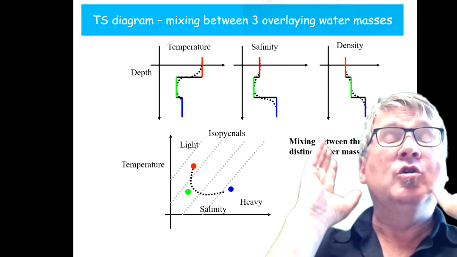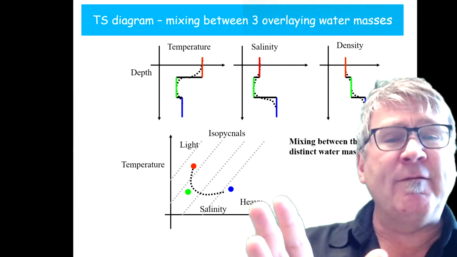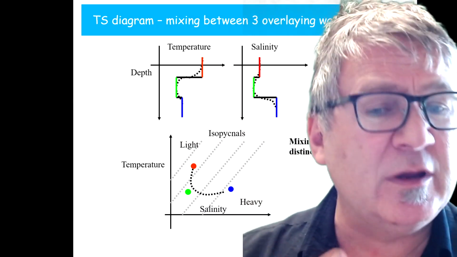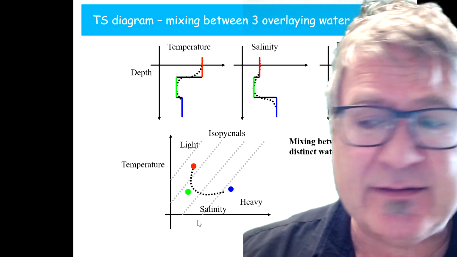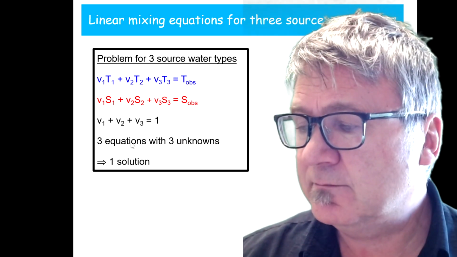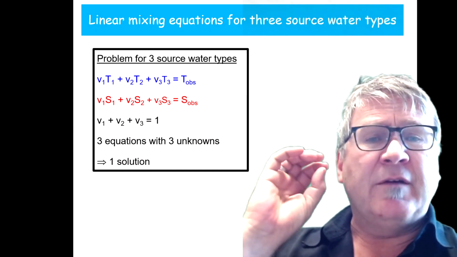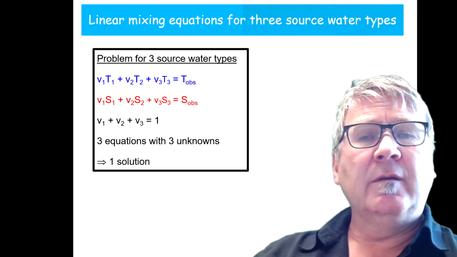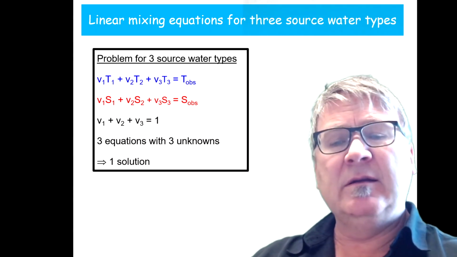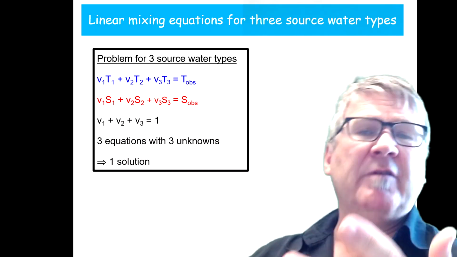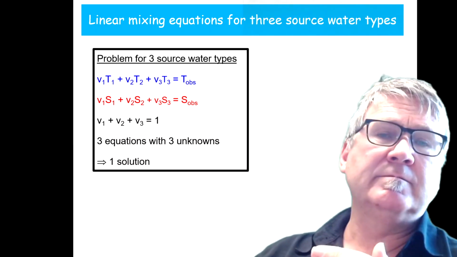And I want to show you one example. Or before we do that, just the equations. You have 3 layers. How do the mixing equations look like? Mixing equations look like this. You have 3 fractions called V1, V2, and V3. And the sum of these fractions has to be 1.